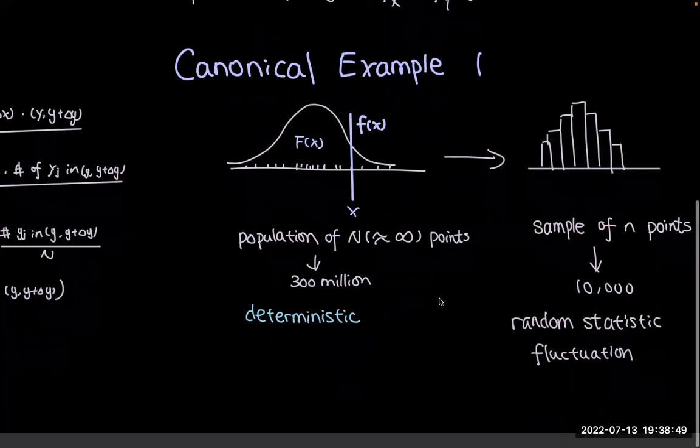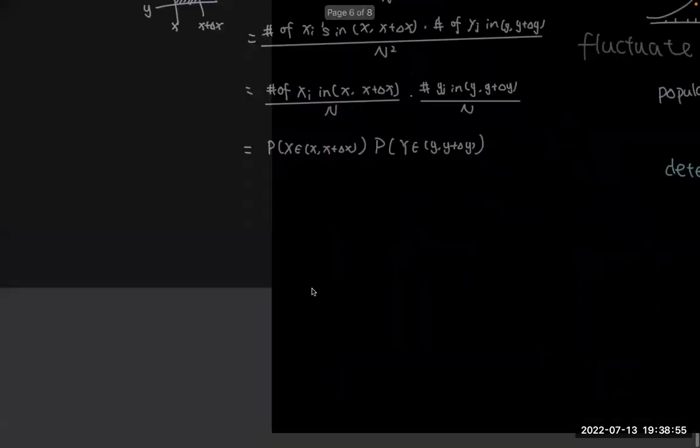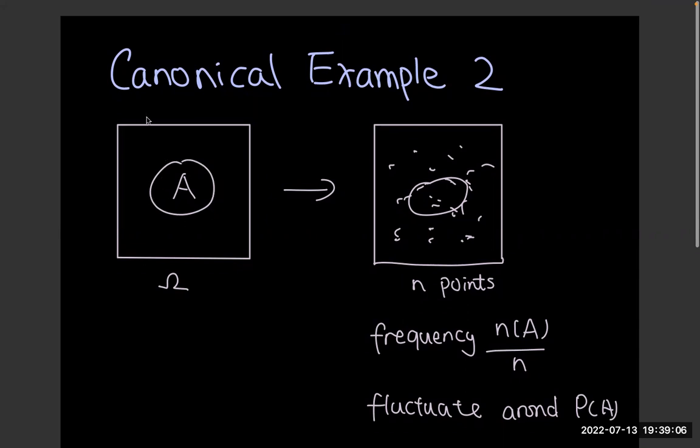Similarly, if you look at canonical example 2, which also uses the geometric situation, we have this region, suppose this is a unit square, and then we have A, which is a sub-region within this unit square. Again, we can think of the population as consisting of all the points in omega. If you randomly sample n points, it is like you just throw n points randomly into this region omega, right? And then what's the frequency, how often do the points fall into A?